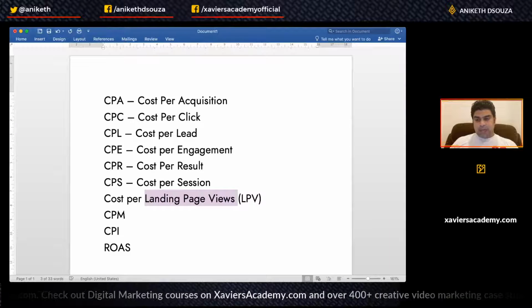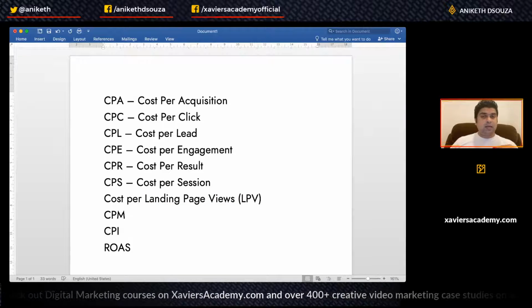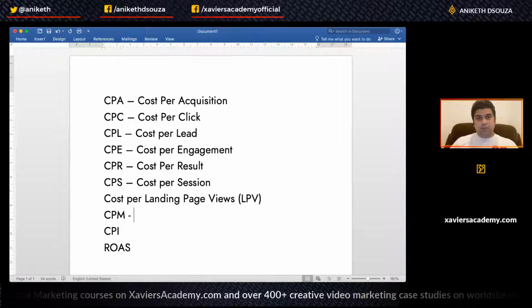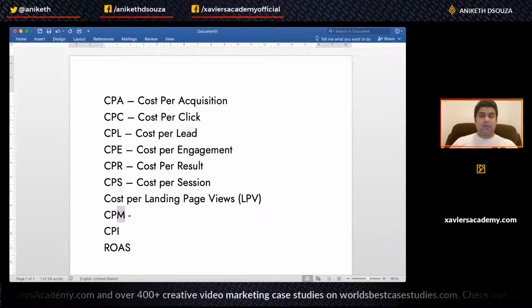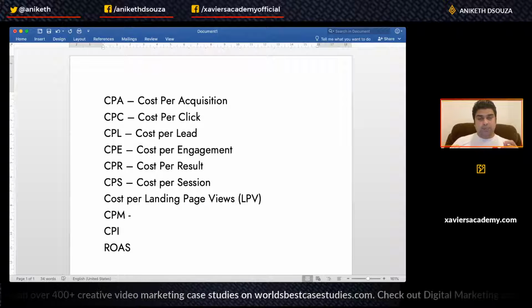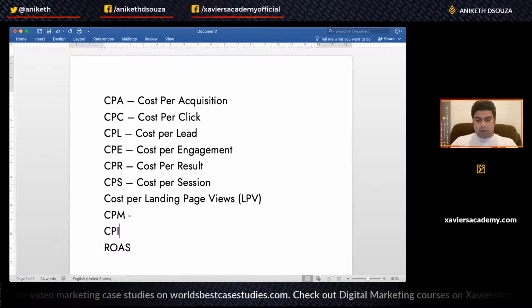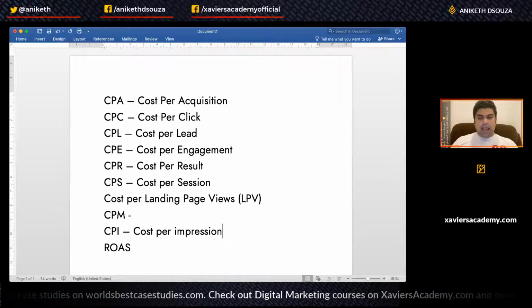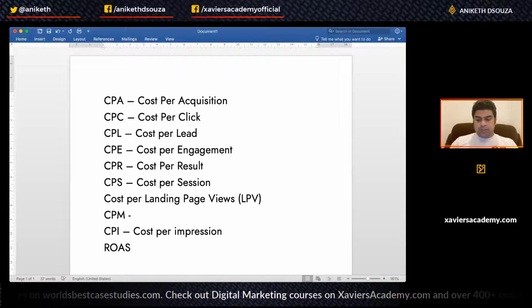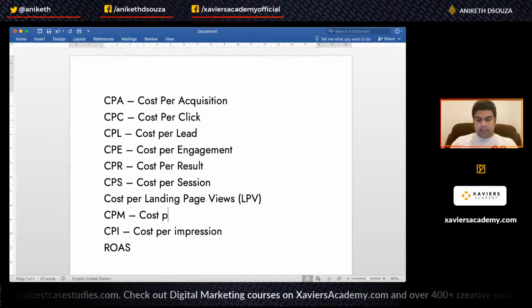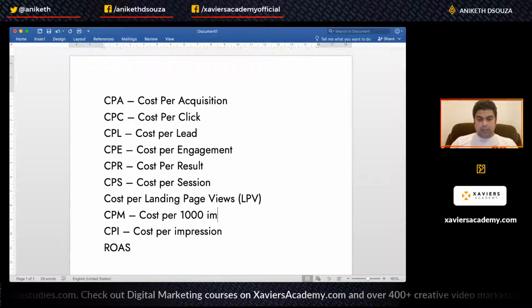All right, what is CPM? Now CPM, just like CPC, is a very largely used term. I mean, everybody uses it. The M over here is actually a Roman numeral, so the M stands for 1,000. When you look at CPM, it's not cost per impression. Cost per impression is CPI. Okay, so this is cost per impression, right? And what you see as CPM is cost per 1,000 impressions. That's what it actually means.